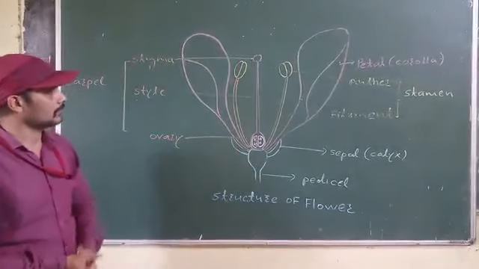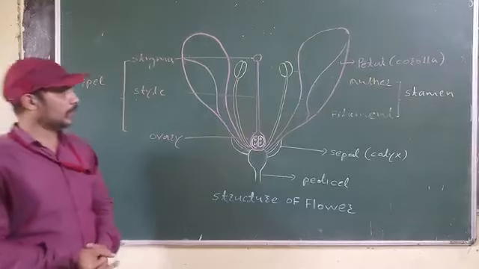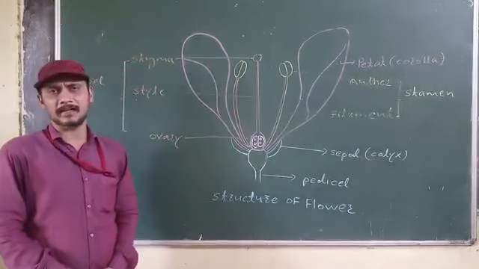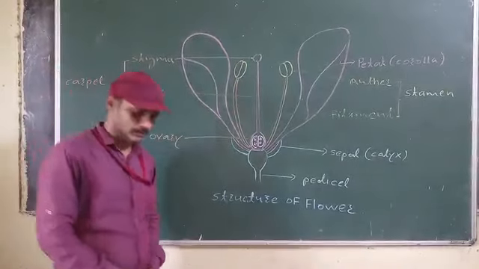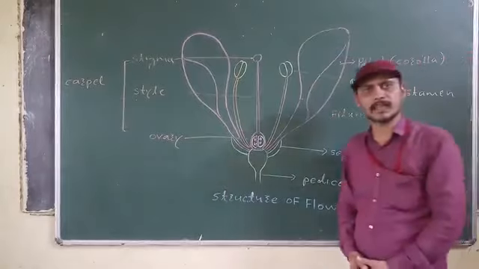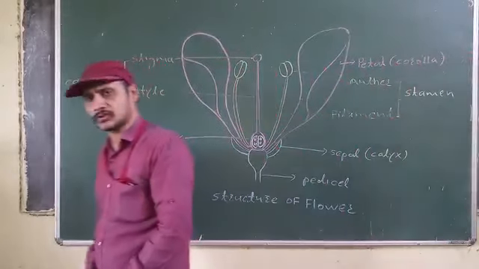So basically, the structure of a flower is divided into two parts: the non-essential floral whorls, and number two, the essential floral whorls.